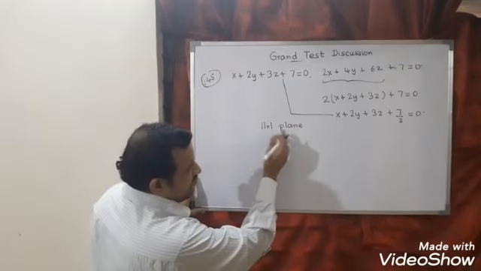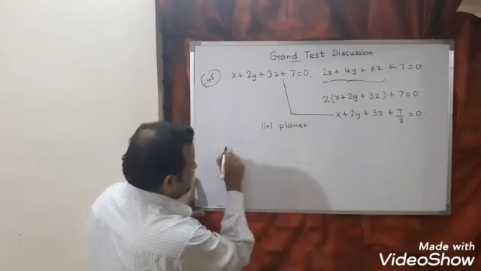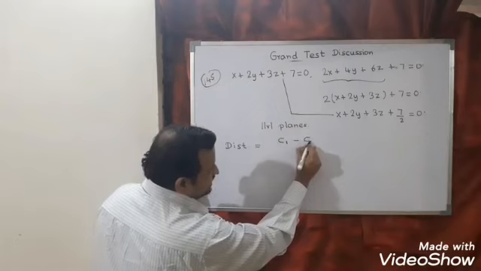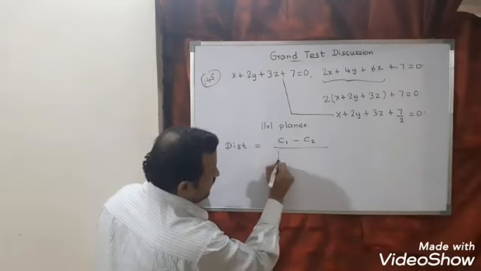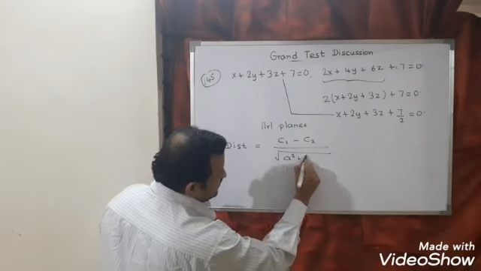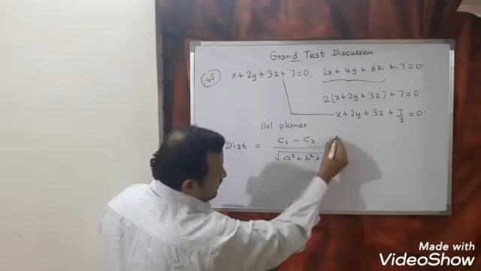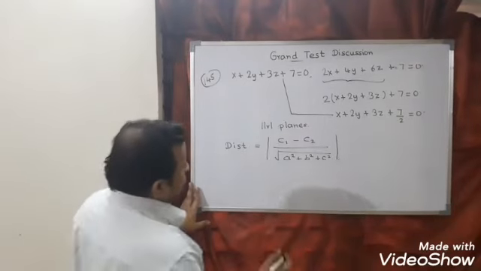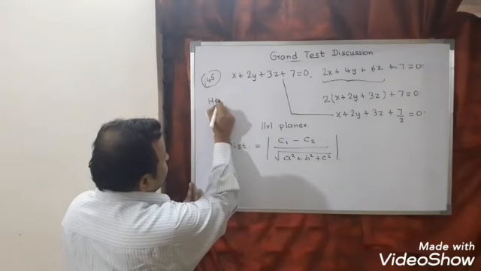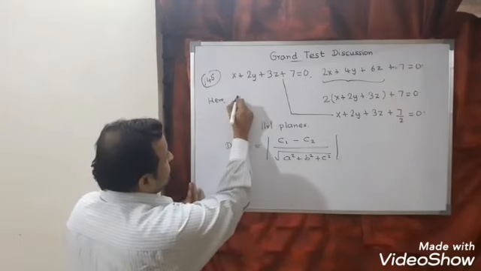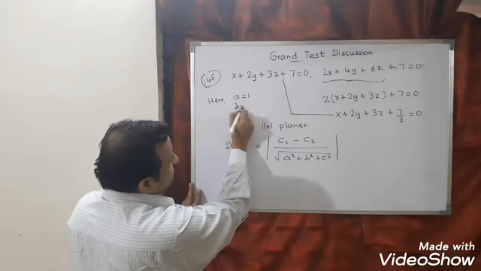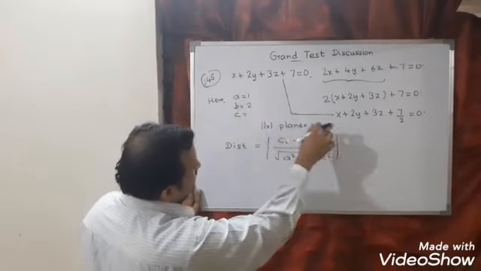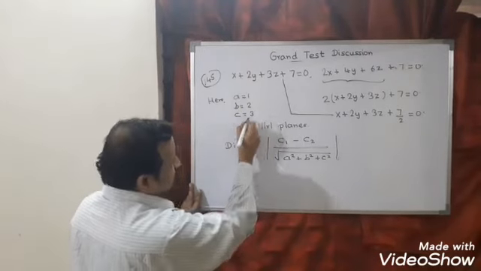In 2D geometry we have seen distance between two parallel lines. Same way, two parallel planes. So what is the formula? Distance is equal to mod of C1 minus C2 divided by square root of a square plus b square plus c square. Since distance cannot be negative, I kept mod. So what is a here? A is nothing but coefficient of x, so a is 1. B is coefficient of y, which is 2. And c is coefficient of z, which is 3.